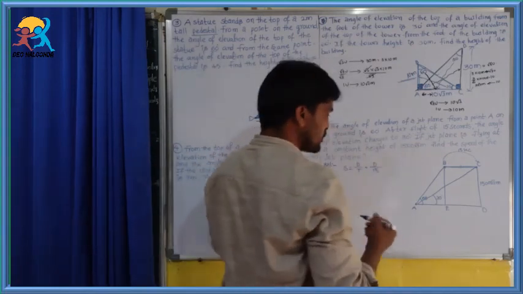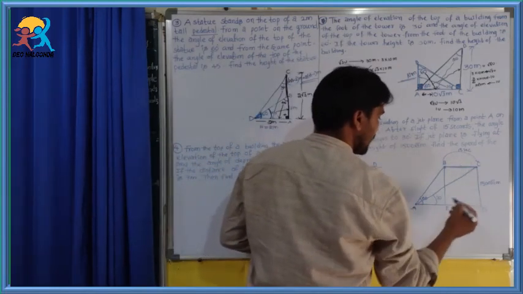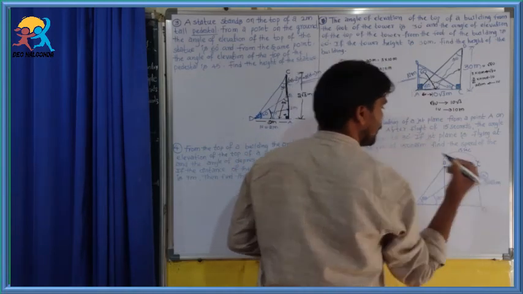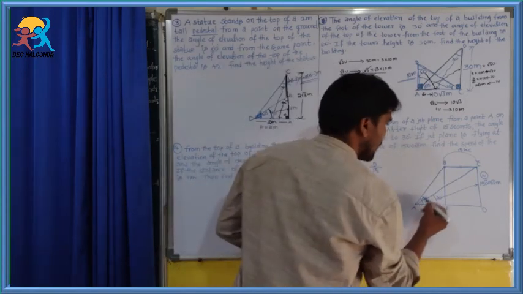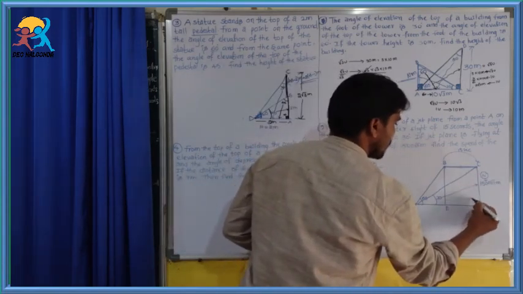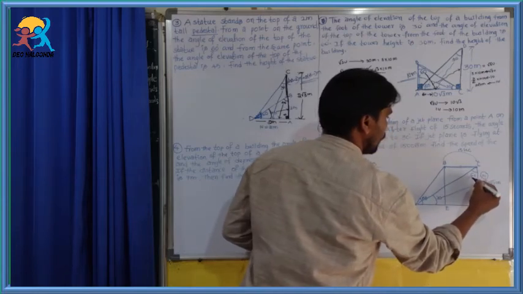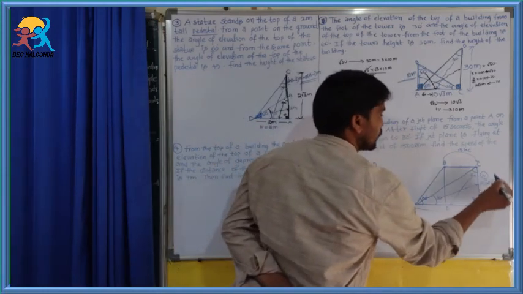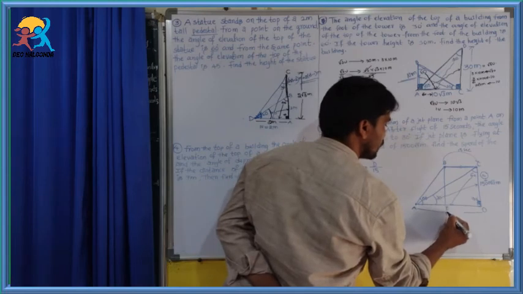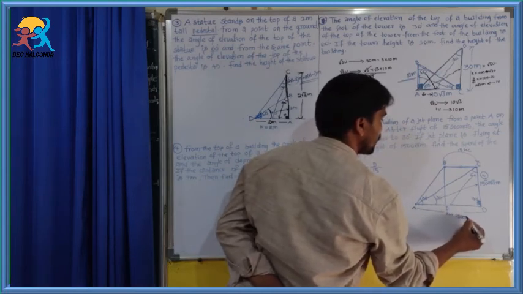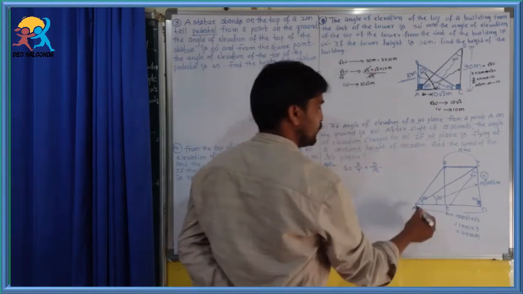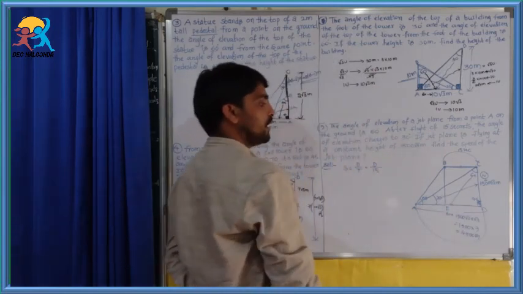See triangle ACD: opposite 30 degrees is 1500 root 3, that is 1 unit value. In triangle ACD, this is 90 degrees, automatically this angle is 60. What is the 60 degree opposite side? Root 3 unit value is 1500 root 3 into root 3, that is 1500 into root 3 into root 3, 4500 meters. This value from A to D is 4500 meters.